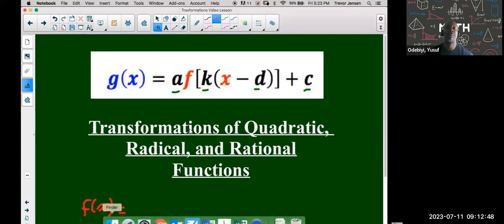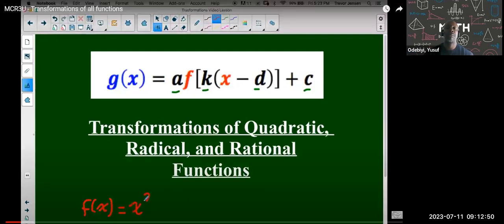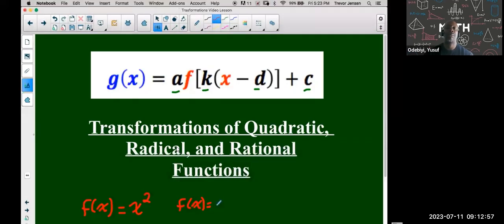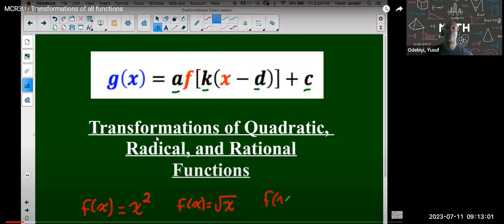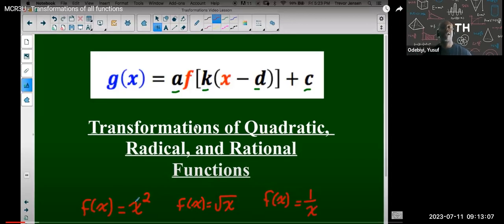First of all, I'm going to look at the quadratic function x squared. We'll look at that parent function. We'll also look at a different parent function, a new one. It's called the radical function, root x. And lastly, we'll look at a type of rational function, the function 1 over x. So basically, these are the parent functions, right?